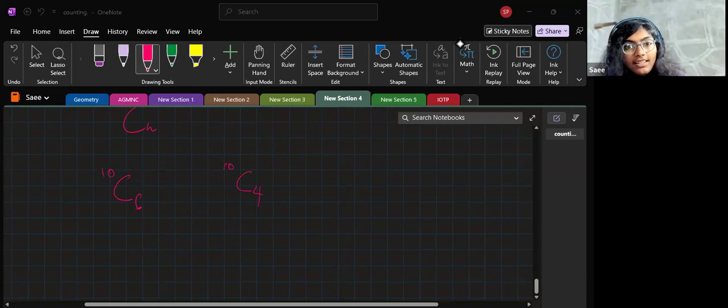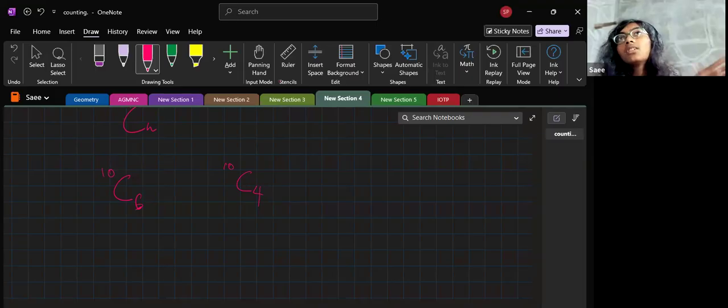So the idea, Nikhil, is that if you want to choose 6 people from 10 to give a chocolate to, it's basically the same as choosing 4 people to not give a chocolate to. So they have to be the same thing.